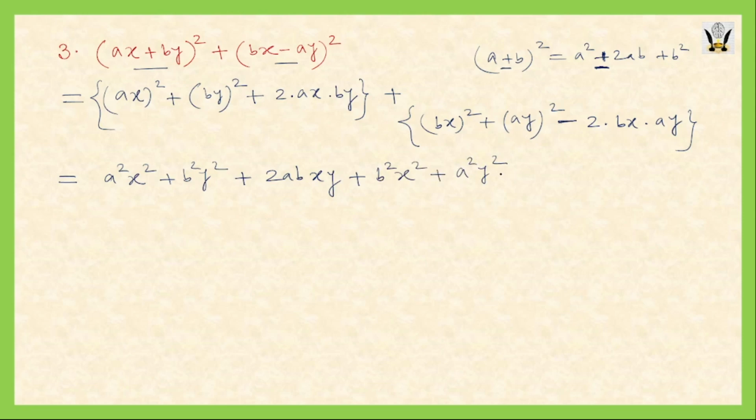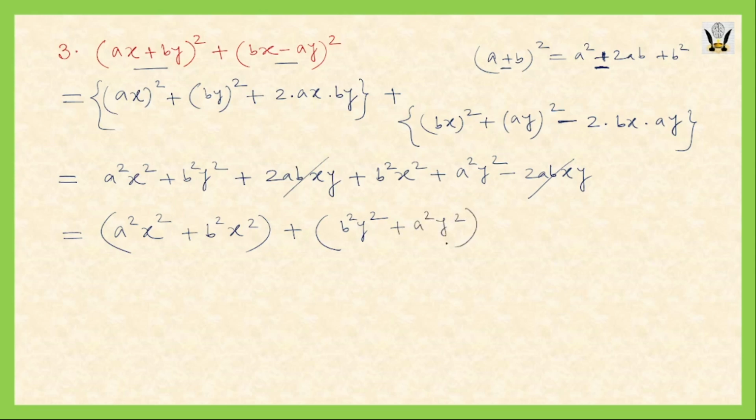Then from the third term, or last term of this line, we will have 2abxy. Now what we can see here is that we have plus 2abxy and another minus 2abxy, so they will cancel each other. And now if we rearrange the terms, from here we have a square x square, and here we have another x square term which is b square x square. So if we group them, then the remaining terms are b square y square, and then we have a square y square, which are again like terms with respect to y square.